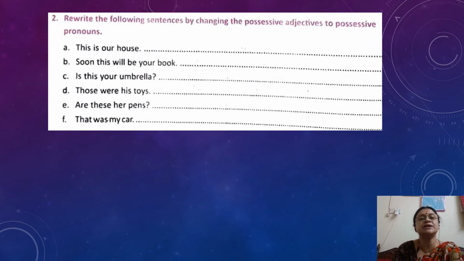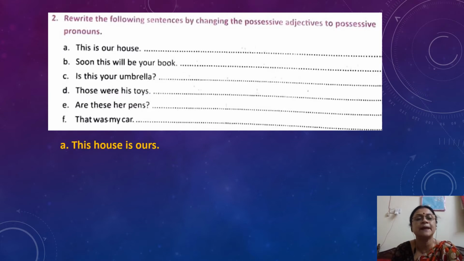Here the question is, rewrite the following sentences by changing their possessive adjectives to possessive pronouns. Let's read the first sentence. This is our house. Here our house is the possessive adjective. So if we change the possessive adjective to a possessive pronoun, the sentence will be, this house is ours. Here ours is the possessive pronoun.